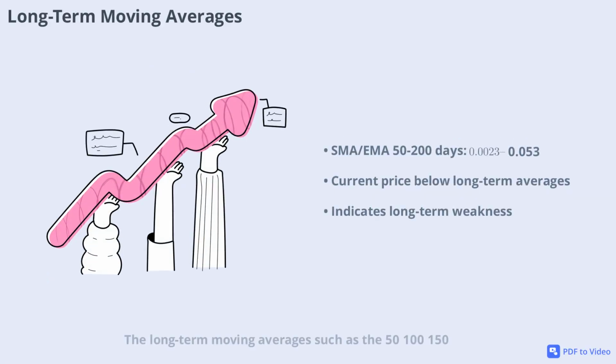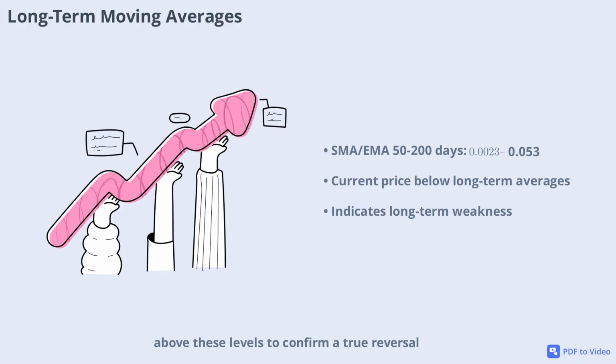The long-term moving averages, such as the 50, 100, 150, and 200-day SMA and EMA, are much higher than the current price, ranging from 0.0023 up to 0.053. This wide gap indicates that MVLA is still trading well below its historical averages, reflecting a prolonged downtrend or a period of significant price decline. For long-term investors, this could signal caution, as the stock would need to break above these levels to confirm a true reversal.